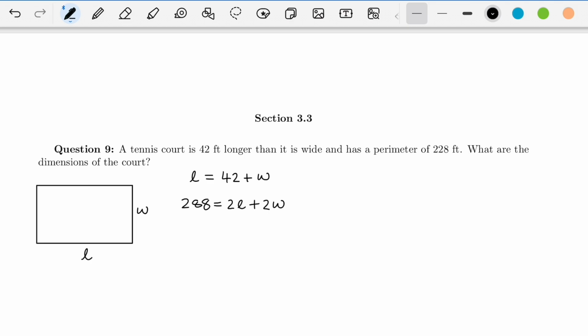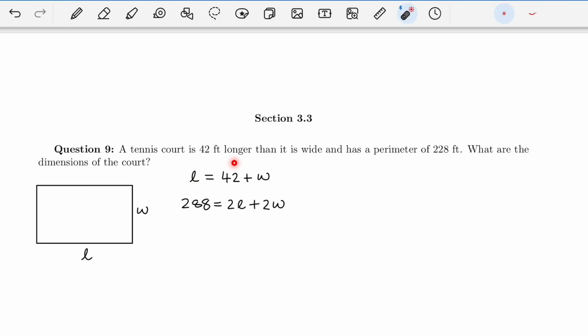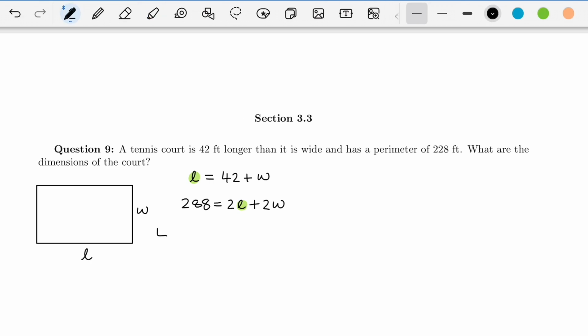So now we have a system of linear equations, and we're going to solve for our variables using, in this case, substitution. And the reason being is because we already have our variable L isolated. So we're just going to plug this value for L into this variable here. Doing so, we're going to get 228 is equal to 2 times L.